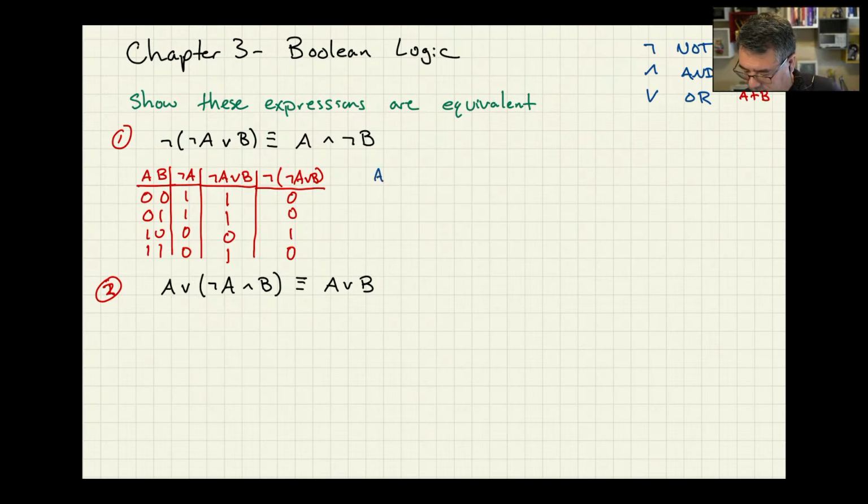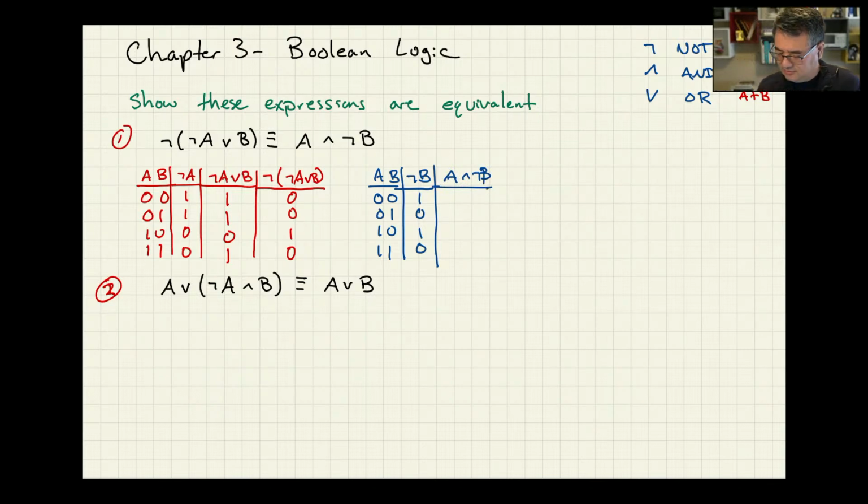So again, I'll start with my a and b. 0, 0, 0, 1, 1, 0, 1, 1. And then the first thing I do is a not b. So I'll invert those values. And then finally I'll do an a and not b. So I'm performing the AND operation between this first column and this third one. And I get 0, 0, 1, 0.